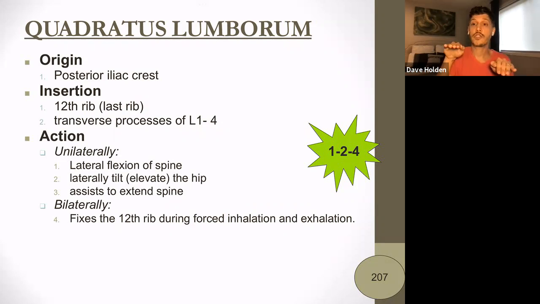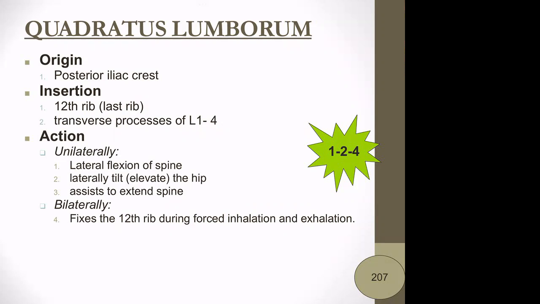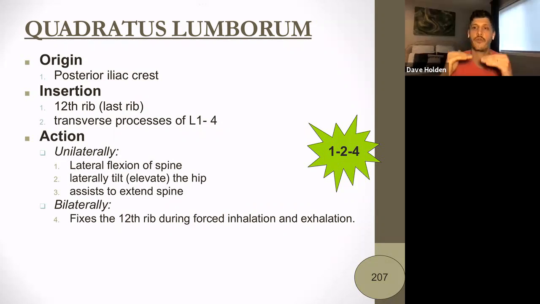But with being a hip hiker and walking, what I want to point out is the hip elevates just so your foot has enough space to swing across the floor. And then once you put your foot back down, now it's back to normal. Now you're walking. So it's a constant balance of hip elevation when you're walking. So we have lateral flexion, also lateral tilt by elevating one hip, and spine extension. It also fixes the 12th rib, just holds it in place during forced inhalation or exhalation.